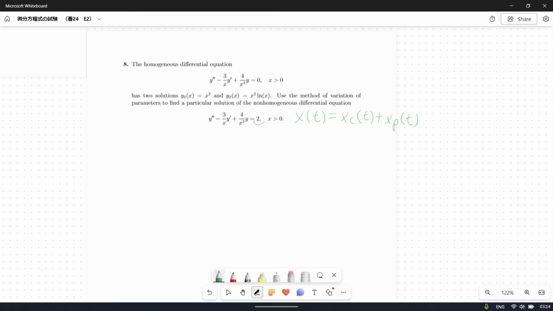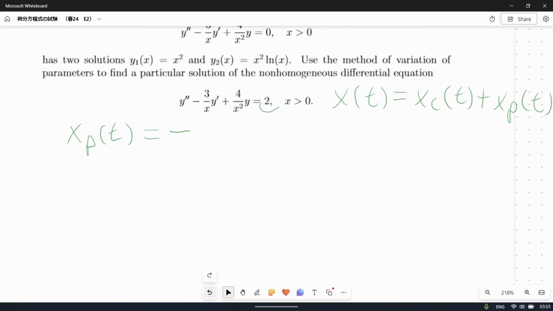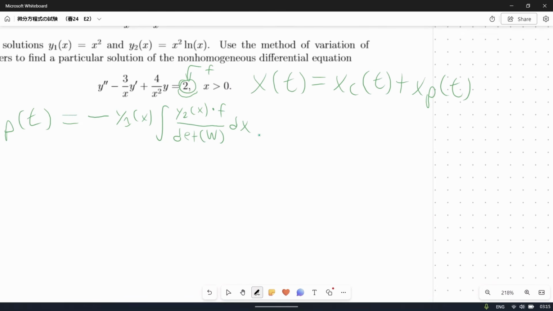And so we know that to find the particular solution of an inhomogeneous differential equation using the method of variation of parameters, we can use this formula, where x sub p of t is equal to negative y sub 1 of x times the integral of y sub 2 of x times the inhomogeneous part here, which I'm going to call f, over the determinant of the Wronskian matrix, plus y sub 2 of x times the integral of y sub 1 of x times f over the determinant of W, with respect to x.